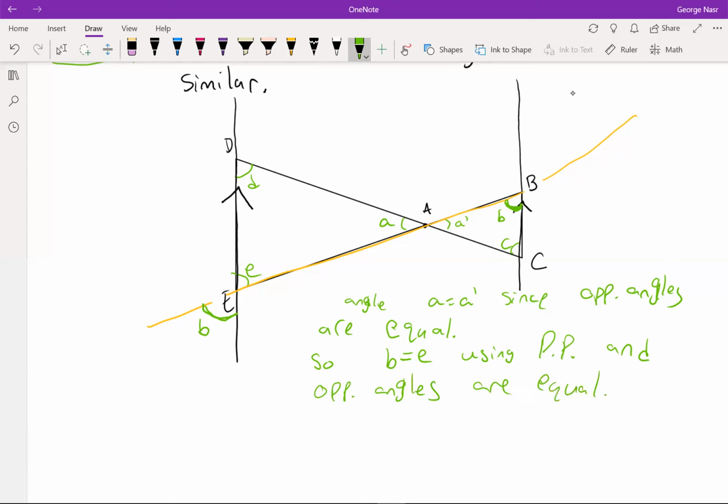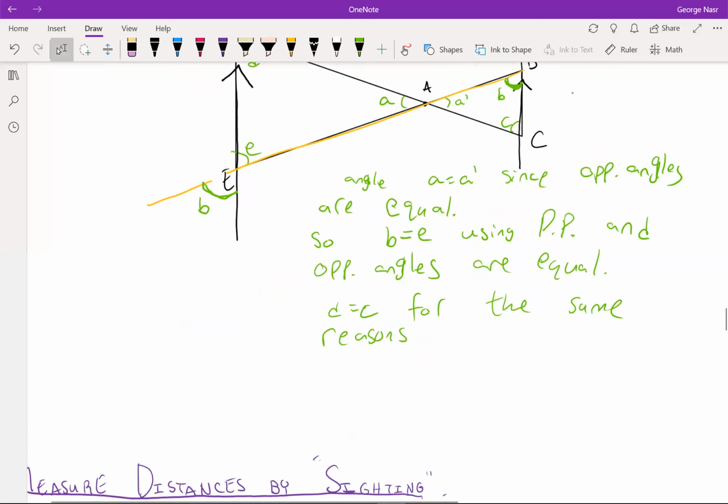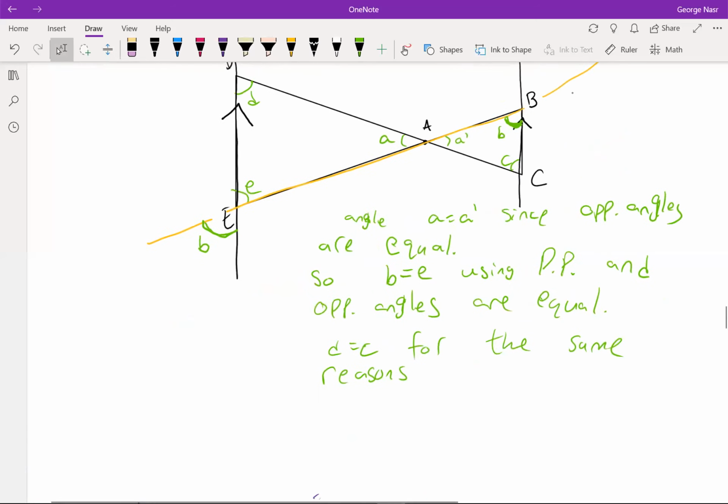And then it's not too hard to believe that D equals C for the exact same reasons. So we've shown A equals A prime, D equals C, and E equals B. All the angles are the same. So by AAA, the triangles are indeed similar.